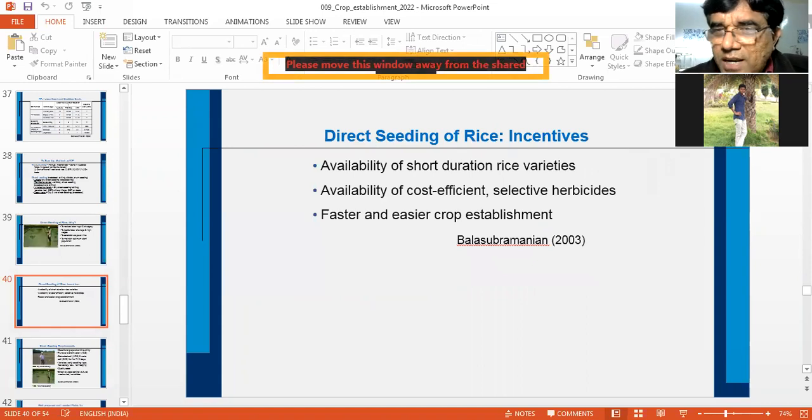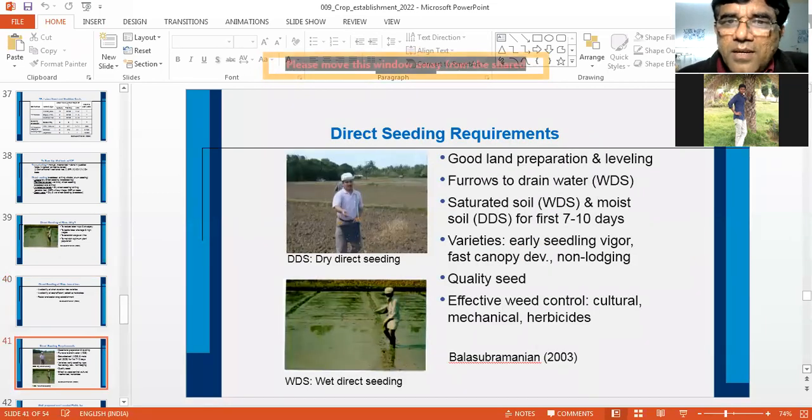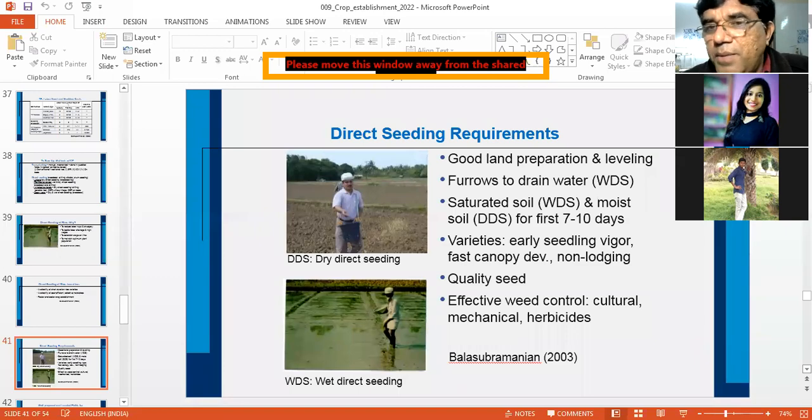Availability of short duration rice varieties that can be grown under direct seeding is also there. Herbicides are available, and there is faster and easier crop establishment under direct seeding. So these are the drivers for direct seeding: water shortage, early maturing or quick growing varieties, herbicides, and your labor problems. So all these problems can be sorted out if one goes for direct seeding. So you can see direct seeding requirements. What are the requirements? Good land preparation and leveling is a must. Furrows to drain water, saturated soil, wet dry seeding. Under wet seeding, you need saturated soil, and that can be achieved by puddling.